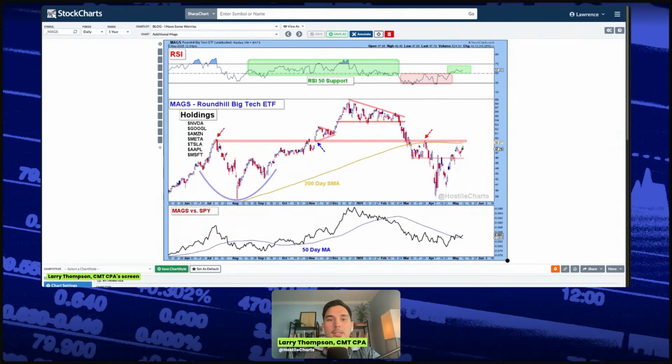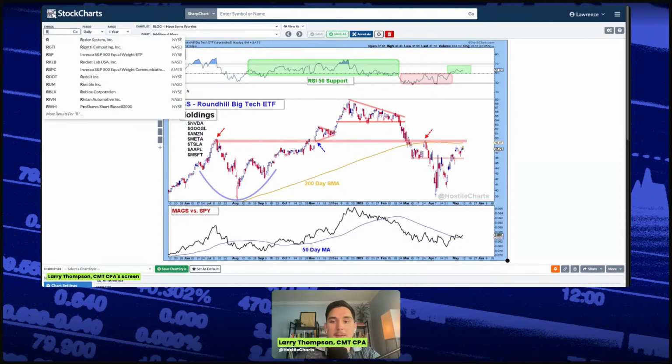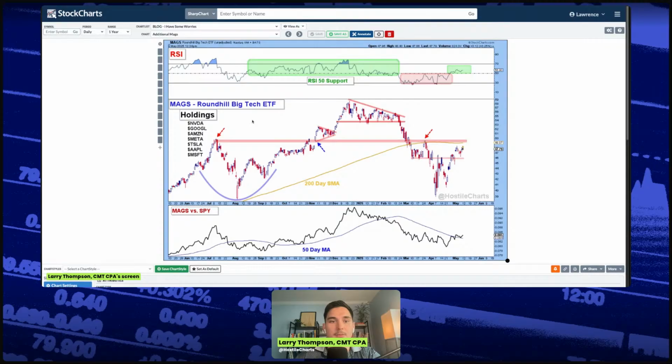So look at something like Mags, and you can see here that this represents the top 7 names. What we like to see is that we've recovered a lot of this, but we're still below this key level here. We're still below that 50, that round dollar level, in something as broad as the market.